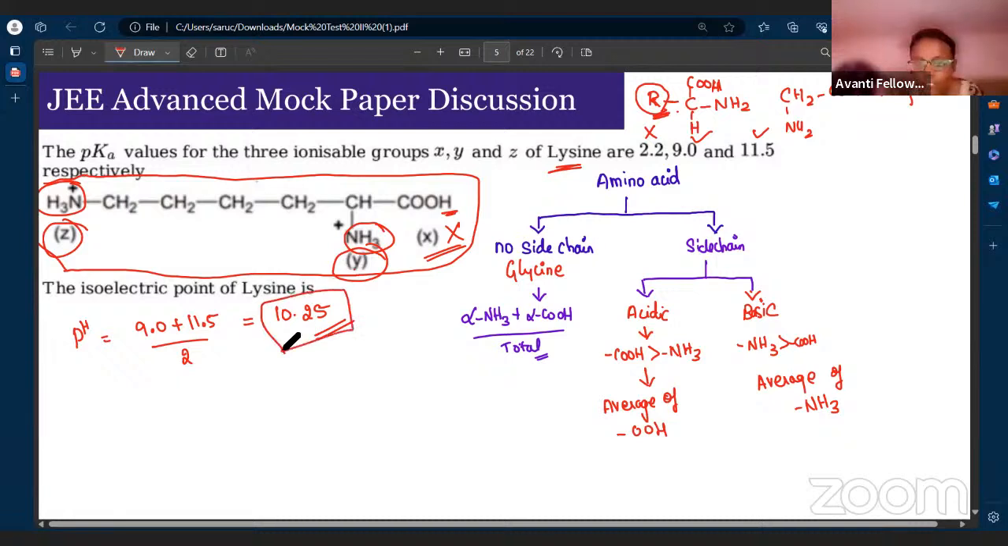Got it, everyone? This is how you have to solve this type of question. If glycine is given, or if it doesn't have any side chain, you have to take the average of NH3 as well as COOH. If it is acidic, take the average of the one which is more. Here NH3 is more, so I'm taking that average. If you have COOH more, you take the average of that to get the isoelectric point.